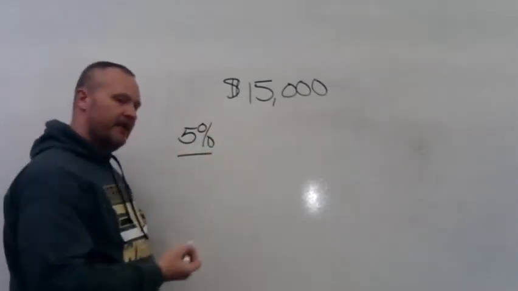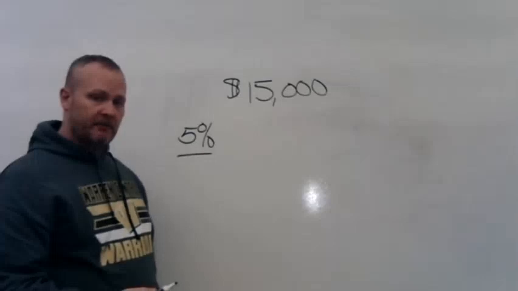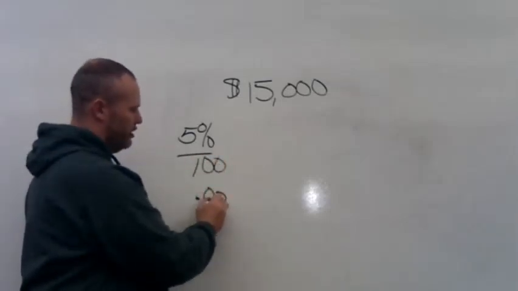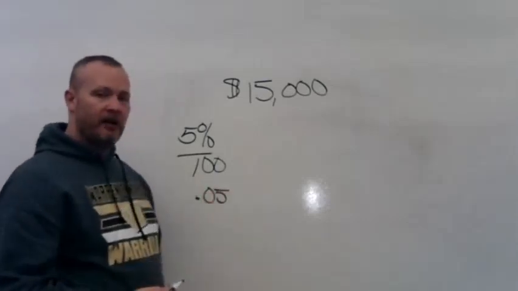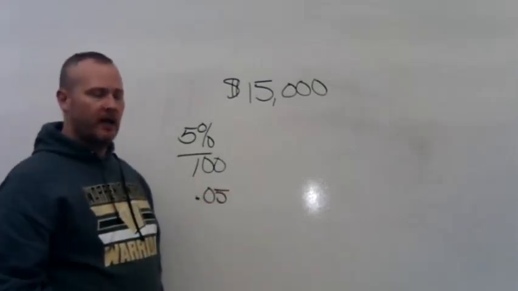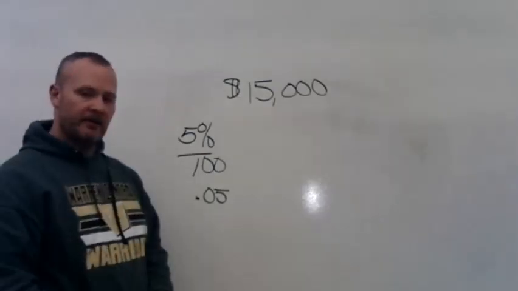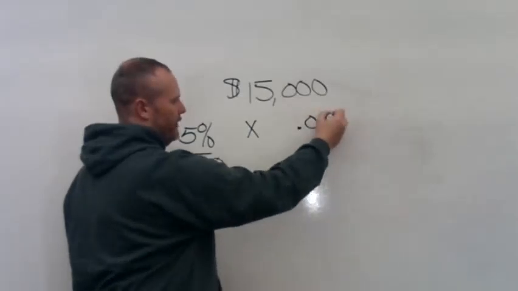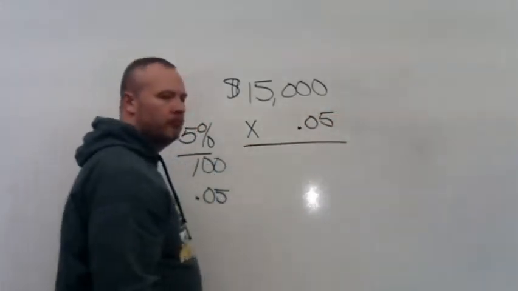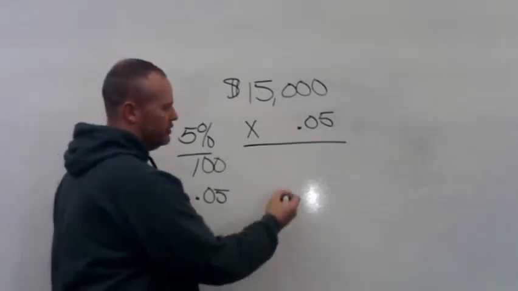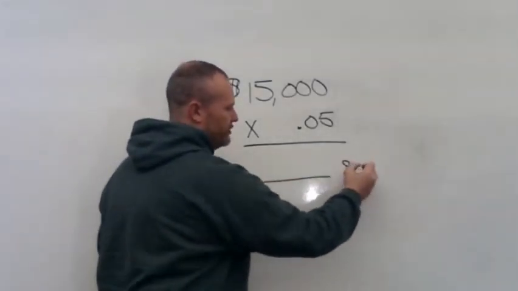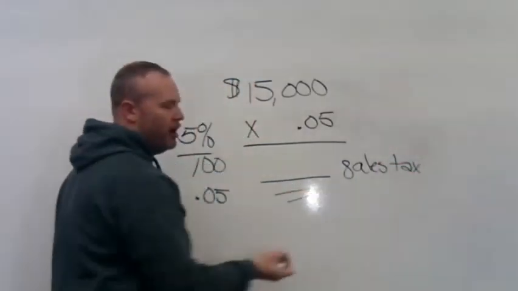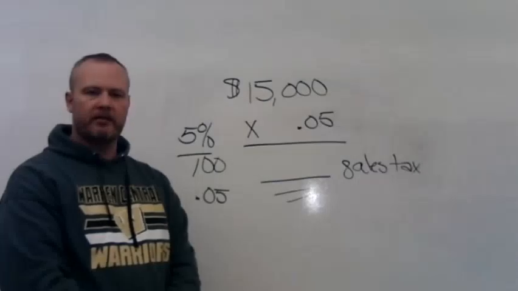However, we don't want this in a percent form. We need this in a decimal form. So we're going to divide it by 100 to get 0.05. 5 divided by 100 is 0.05. So we'll take our 15,000 and then we will multiply by 0.05. Once you have determined this, that is your sales tax. That answer is what you will select on the quiz.